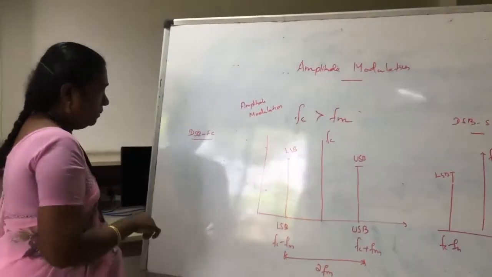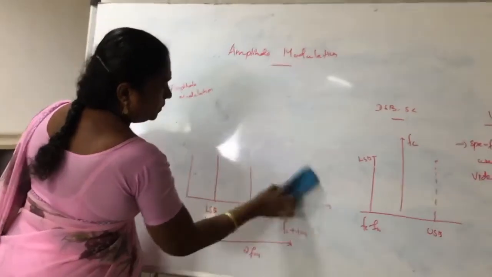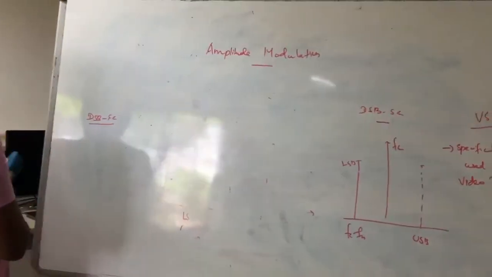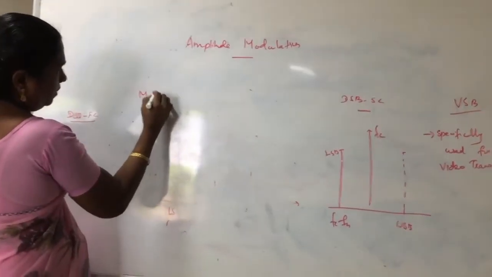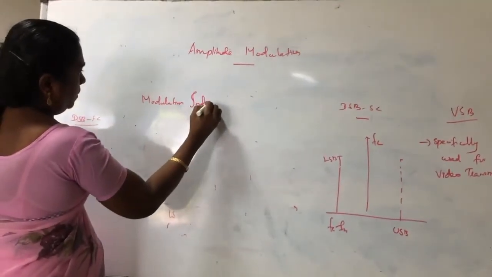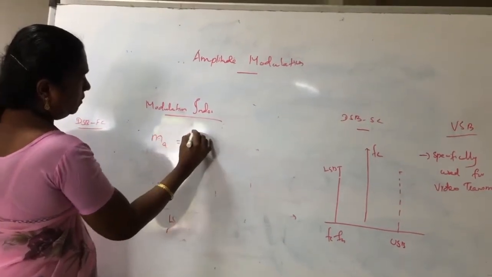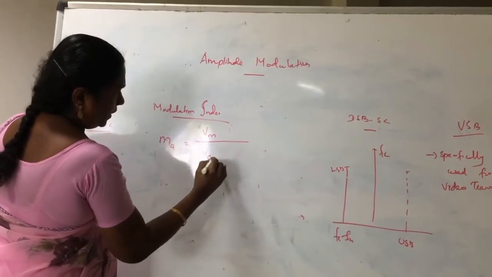So next we come across the term modulation index. Since it is amplitude modulation, it is specified by means of MA, which is the ratio between the amplitude of the modulating signal and the amplitude of the carrier signal.